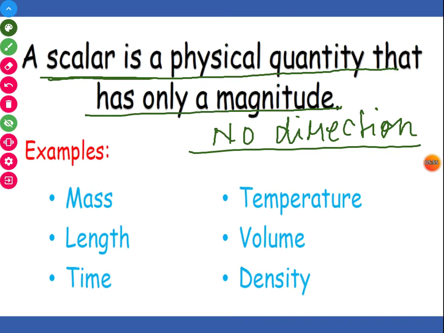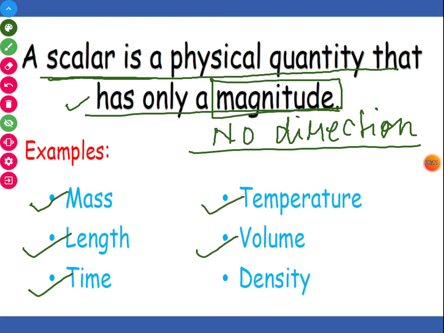We can define those physical quantities which have only magnitude, no direction. The examples we have seen already: mass, length, time, temperature, volume and density also, and there are so many other things. So if any physical quantity can be represented only by magnitude, then it is called a scalar physical quantity.